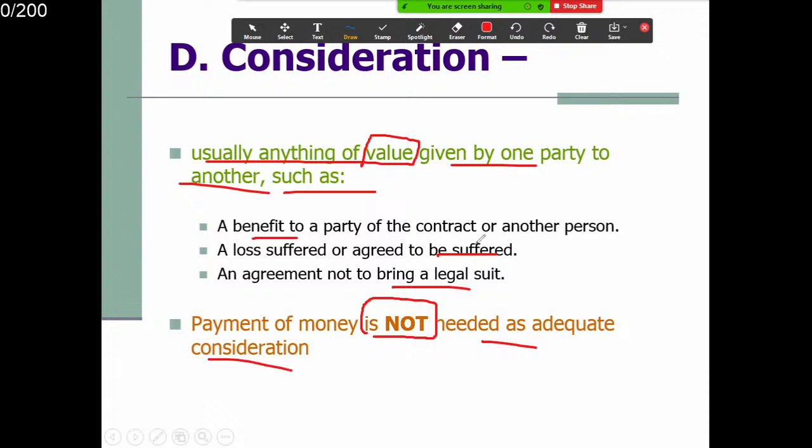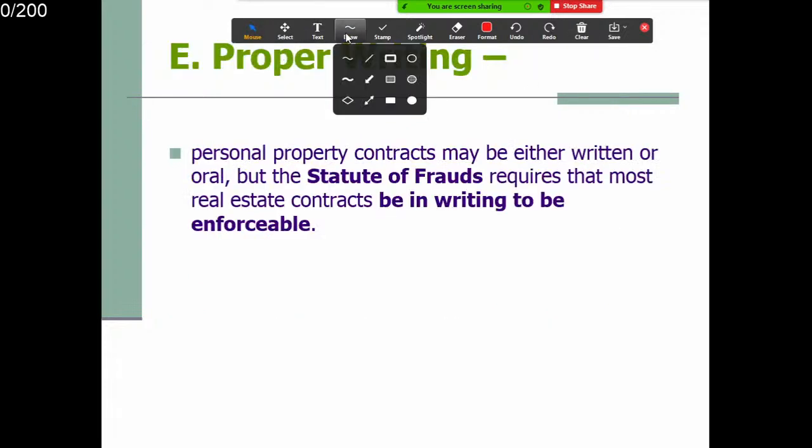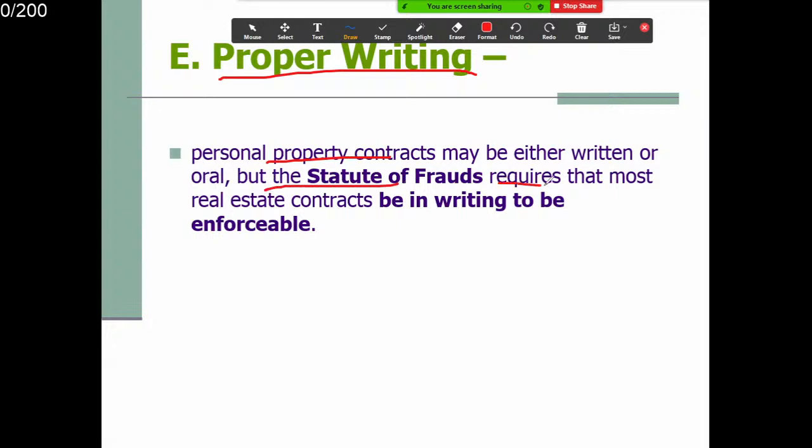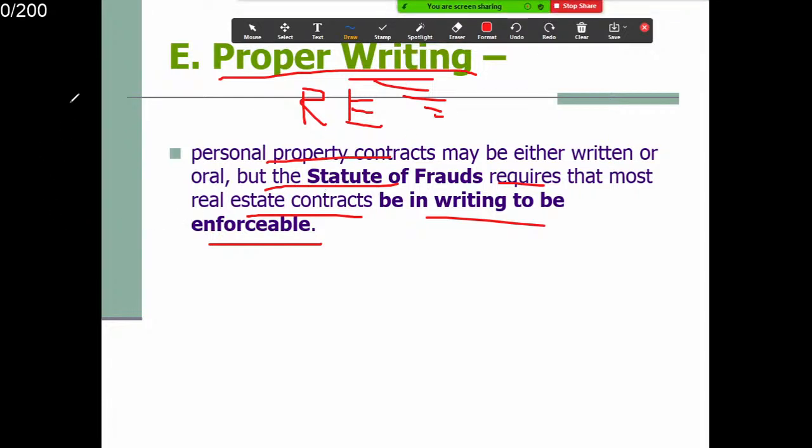OK，不需要钱，其他东西也可以代替钱。Proper writing，OK，要写下来的，it must be in writing. Personal property contract may either be written or oral, but the statute of frauds requires that most real estate contracts be in writing to be enforceable. Okay, so you're in this business, right? Write it down, okay? It has to be written. If you don't write it down, it's not valid. They don't have to perform if you don't write it down.